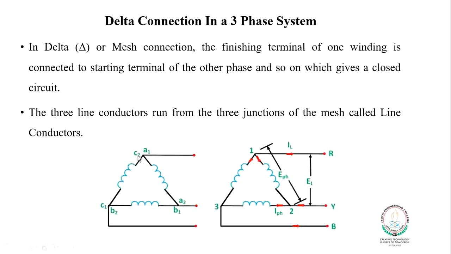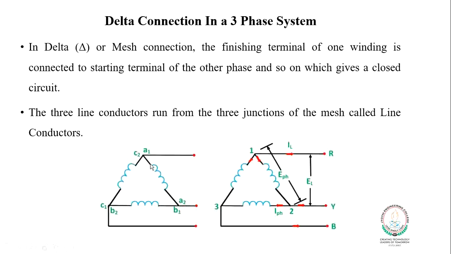In this figure we can see that the starting end of winding A and finishing end of winding C are connected together. Here the finishing end of A and starting end of B are connected together, and here the starting end of C and finishing end of B are connected together. So this forms a closed circuit and this is called delta connection.